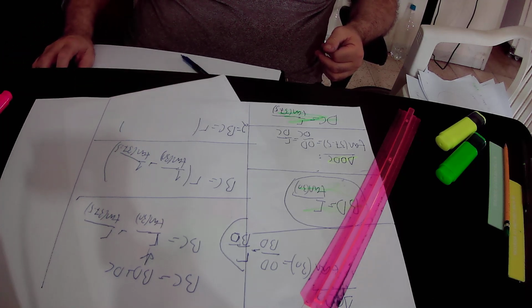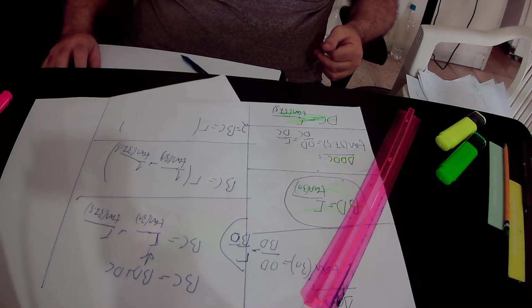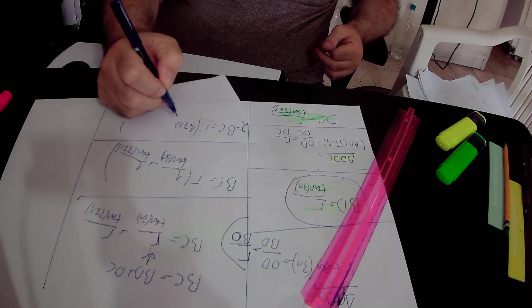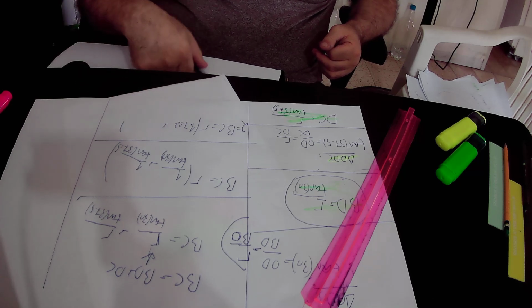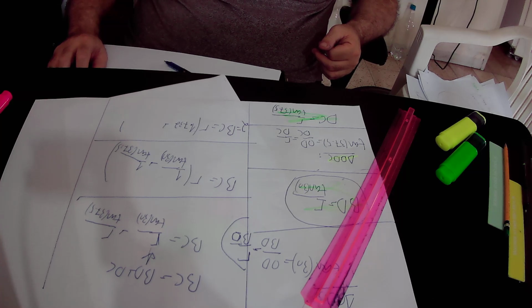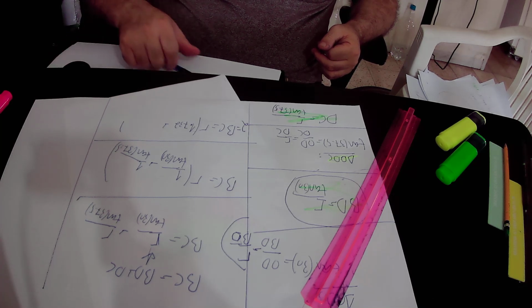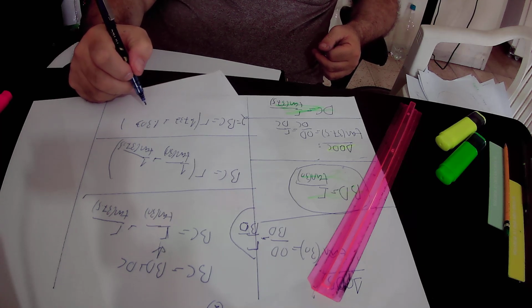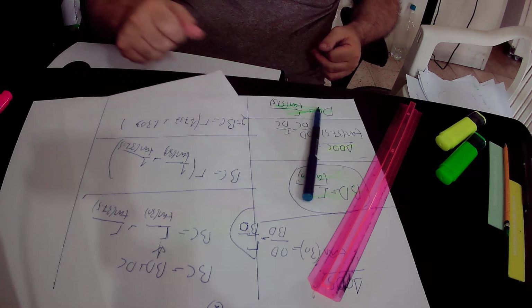Here we have tangent 30 degrees. One over tangent 30 degrees is 1.732 units, plus 1 over tangent 37.5 degrees is equal to 1.303, and here we'll add the two numbers together.